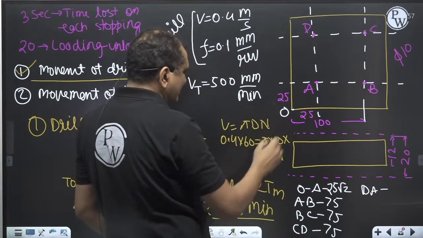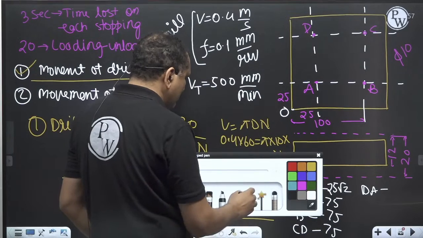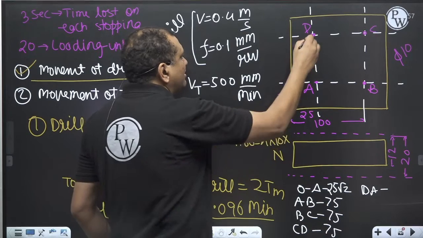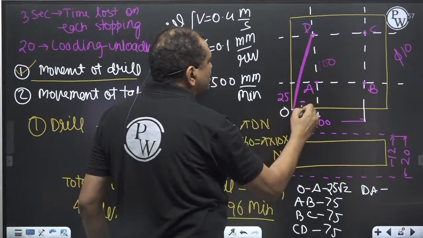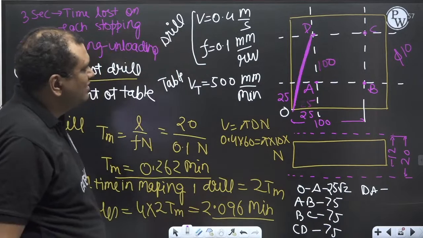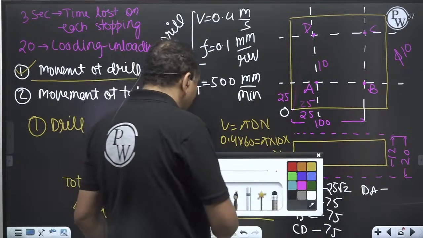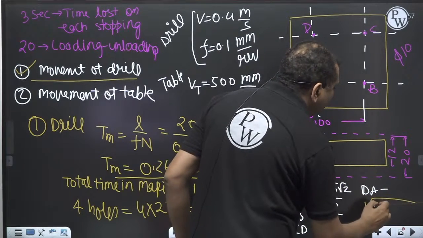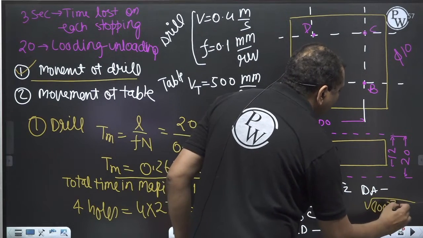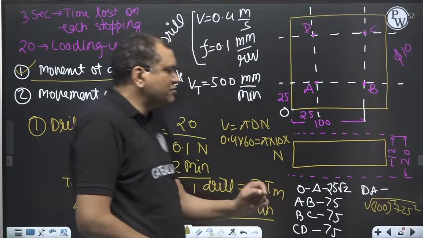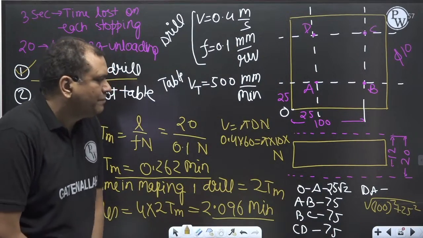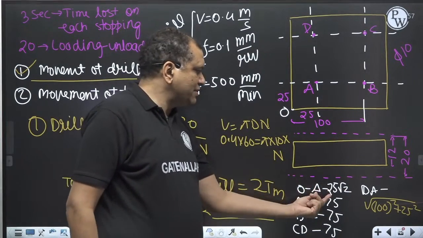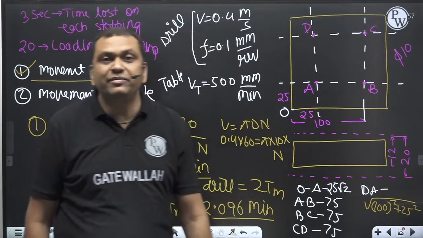Now DA, this is 100, this is 25. So can I say DA is nothing but under root 100 square plus 25 square. So this is the total movement of the table: this plus this plus this plus this is the total movement of the table.